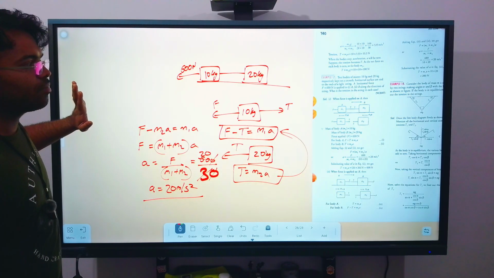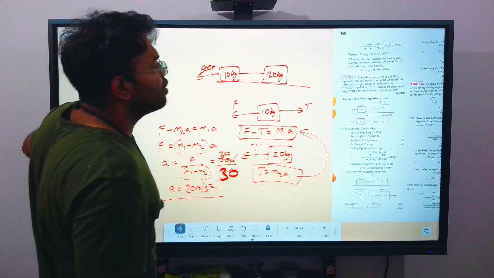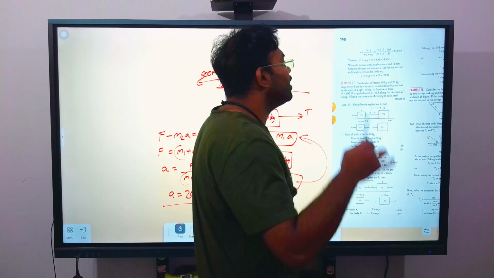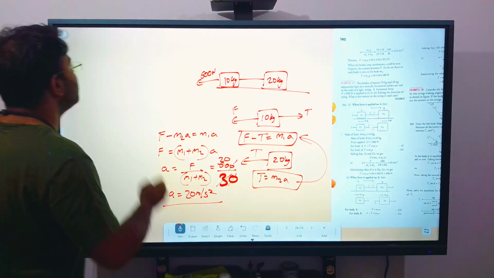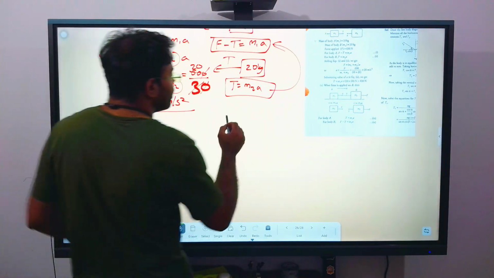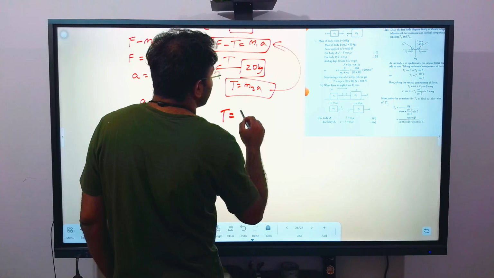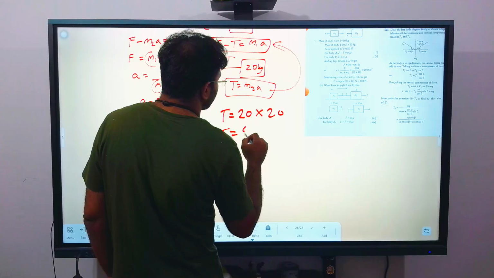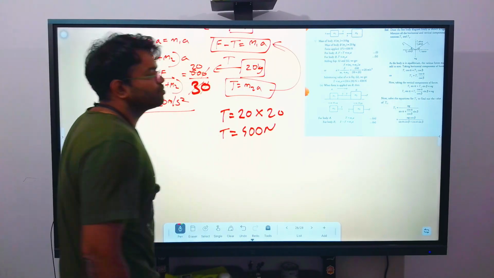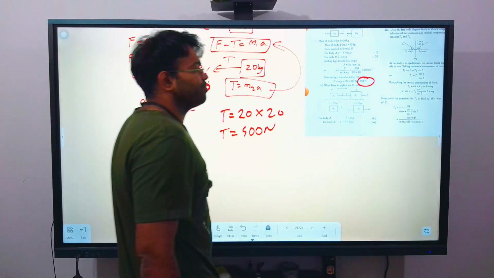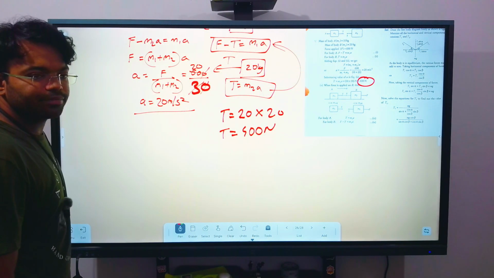Any doubts here? So what is the tension here? What have they asked us? A horizontal force is acting on the string. What is the tension in the string? So we know that from this formula, T is equal to M2 into A. So tension is equal to 20 multiplied by 20. So tension becomes 400 newtons. Understood? So the tension has become 400 newtons here. Clear?